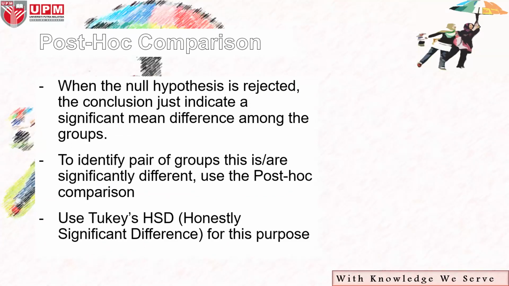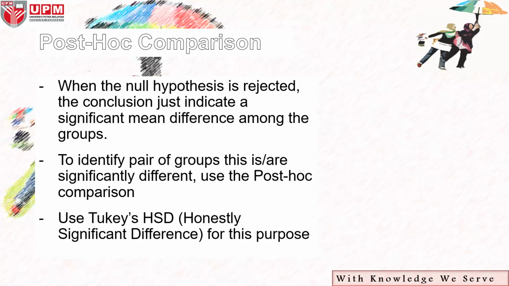Why do we not have the post hoc comparison table in the independent sample t-test? Why? Because in the independent sample t-test, it only involves two groups, so we can directly see the difference through the output table. But for post hoc comparison, it involves the pairing of more than two.